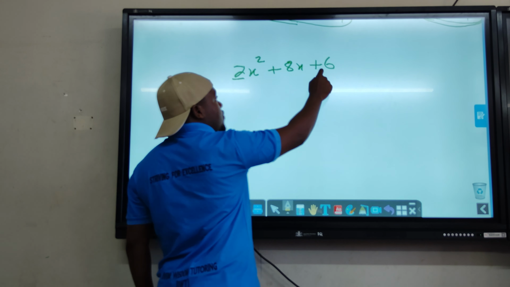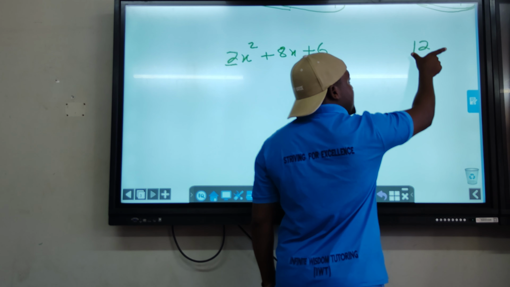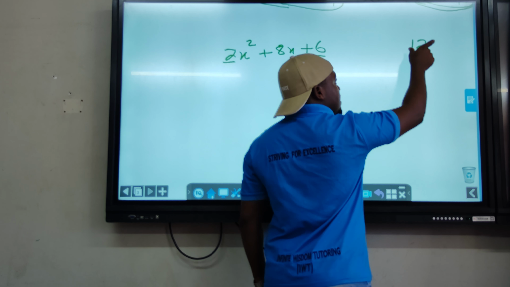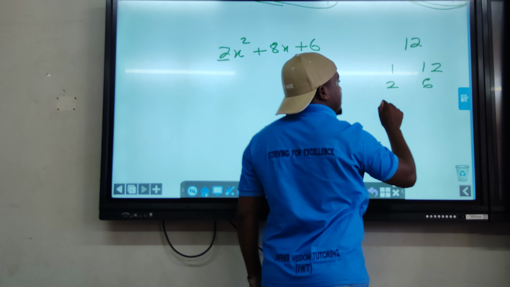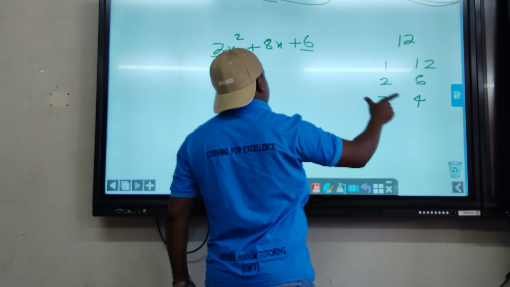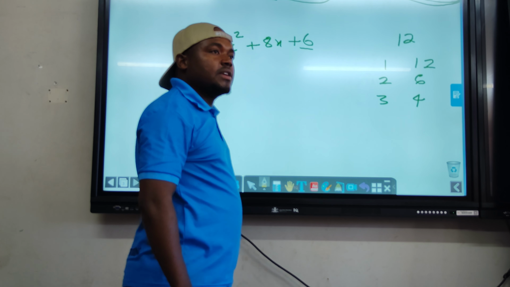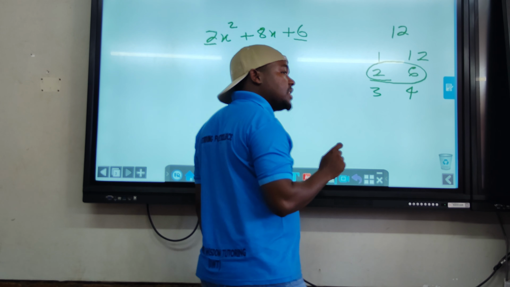You take the coefficient, you multiply it with the 6, and what do you get? You get 12. Then you look for factors of 12, not of 6. Factors of 12 are 1 and 12, 2 and 6, 3 and 4. Which pair of numbers will give you 8 when you add or subtract? It is 2 and 6, right? So 2 and 6, they give me 8.